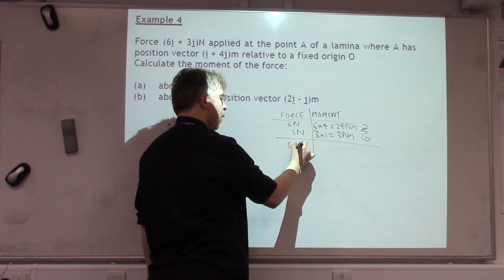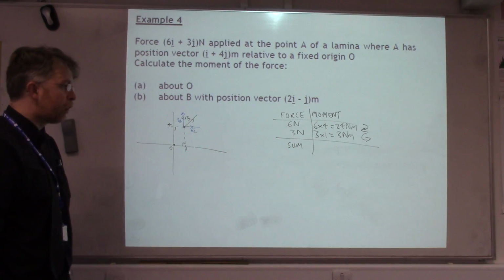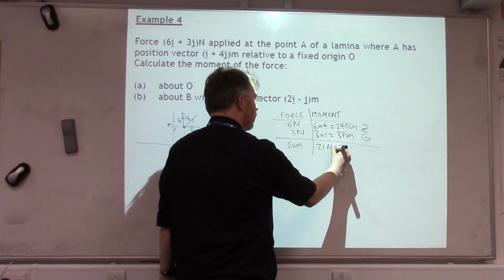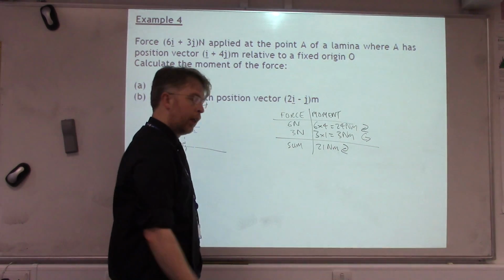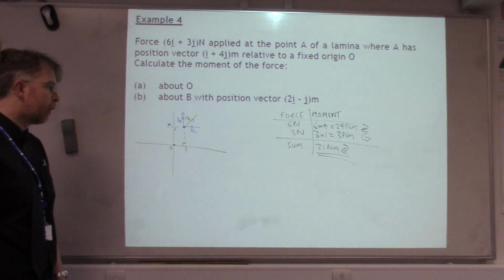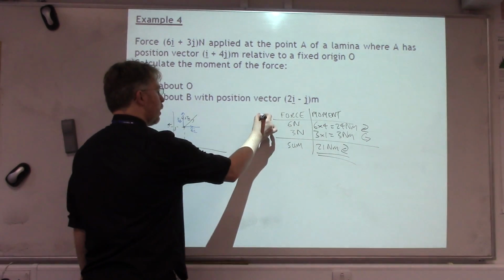Add them up, and the sum of the moments is the same as the moment of the individual force. So 24 take away 3 is 21 Newton metres clockwise. We get biggest minus smallest if they're opposite directions. So that's part A.